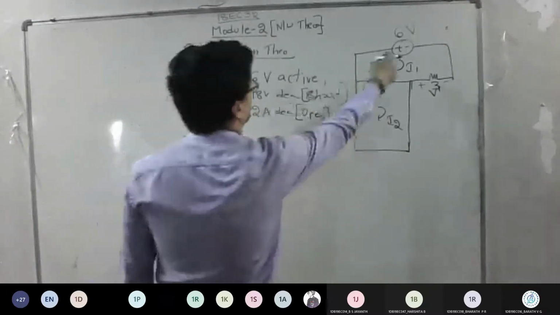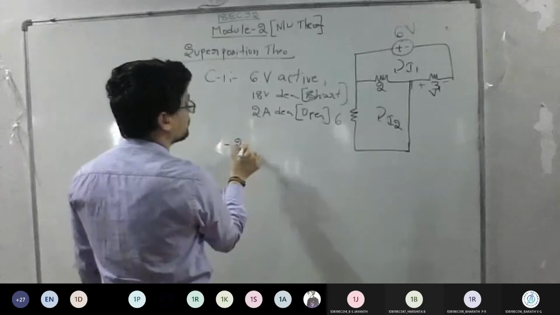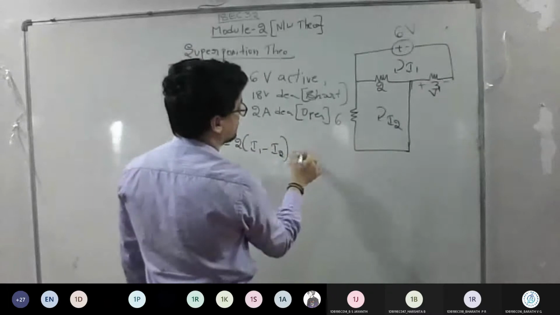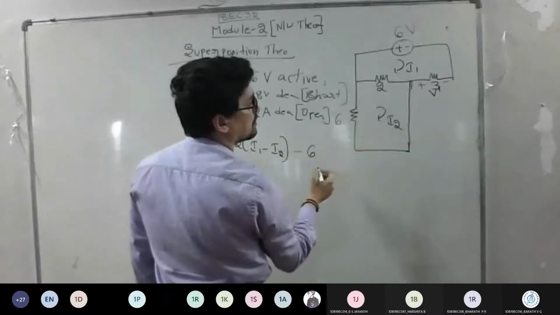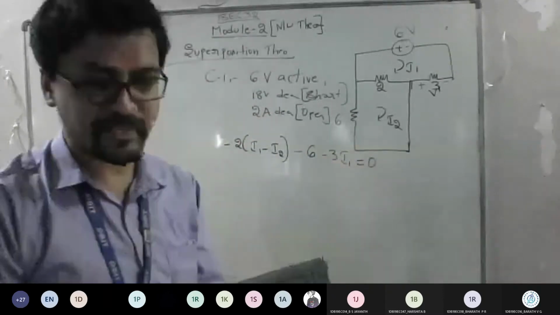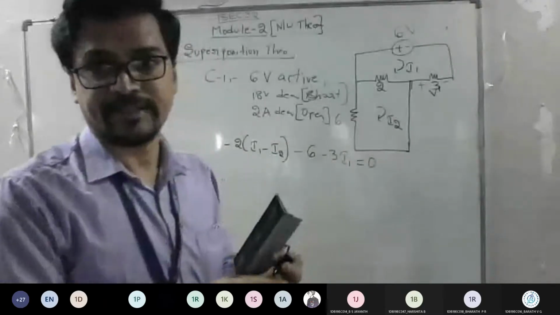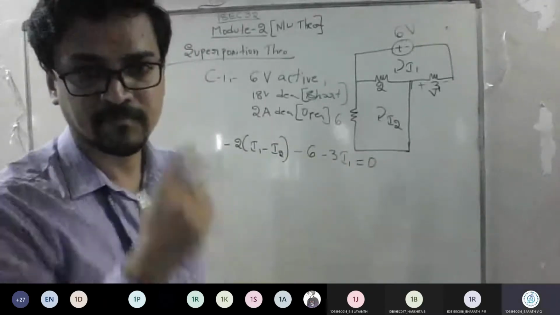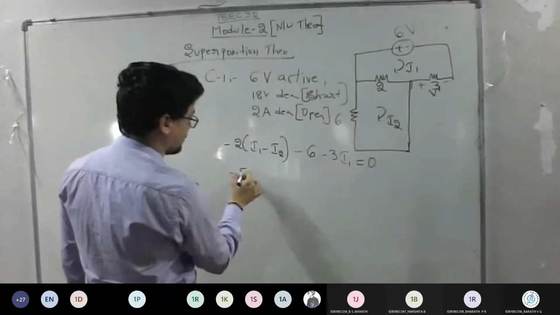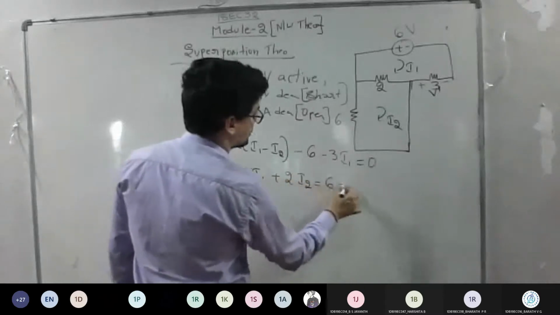I'm tracing from this end. By applying KVL, I'm going to write minus 2 (I1 minus I2), then minus 6, and again minus 3 I1 equal to 0. Is that the first equation? Simplify this: minus 2 I1 minus 3 I1 becomes minus 5 I1, plus 2 I2 equals 6. So this is equation number 1.